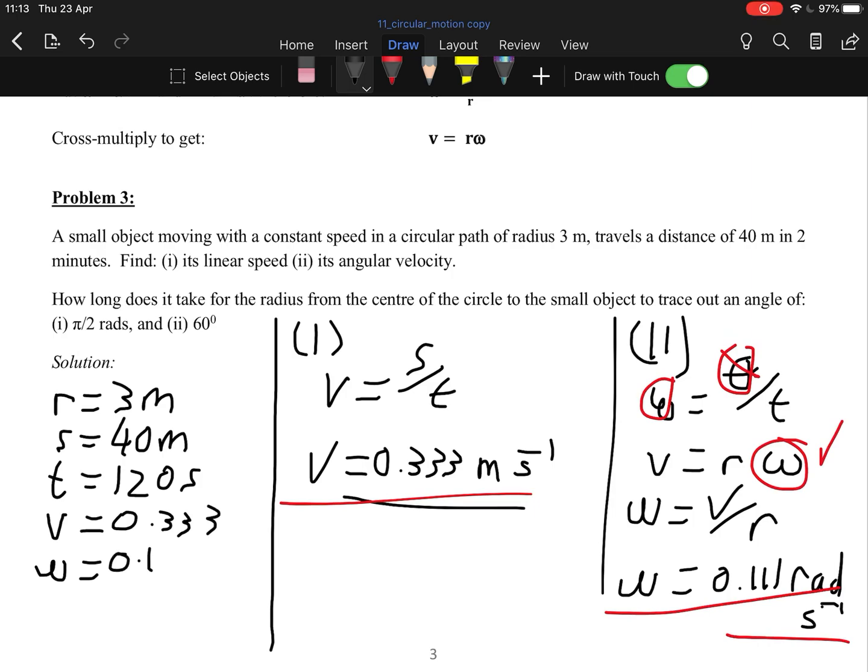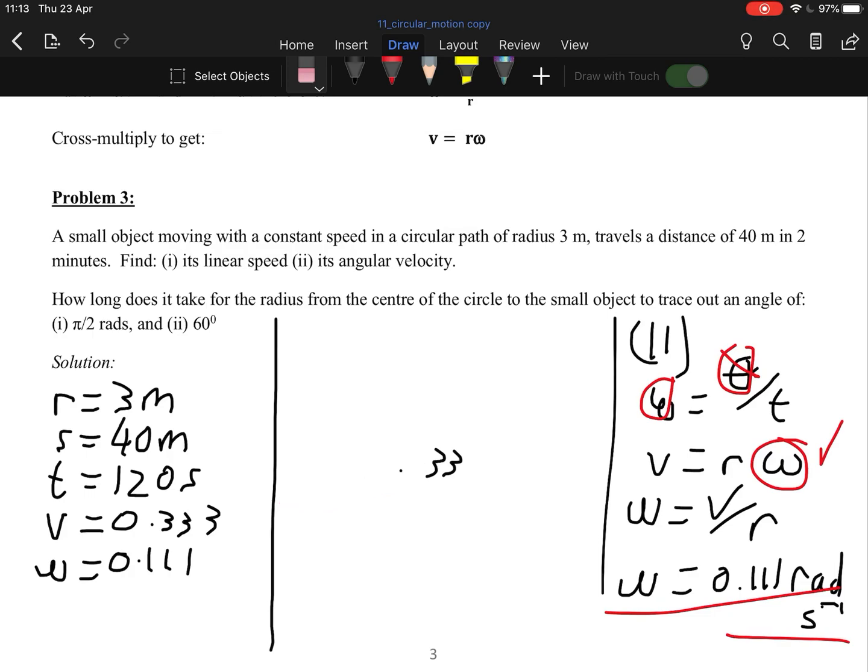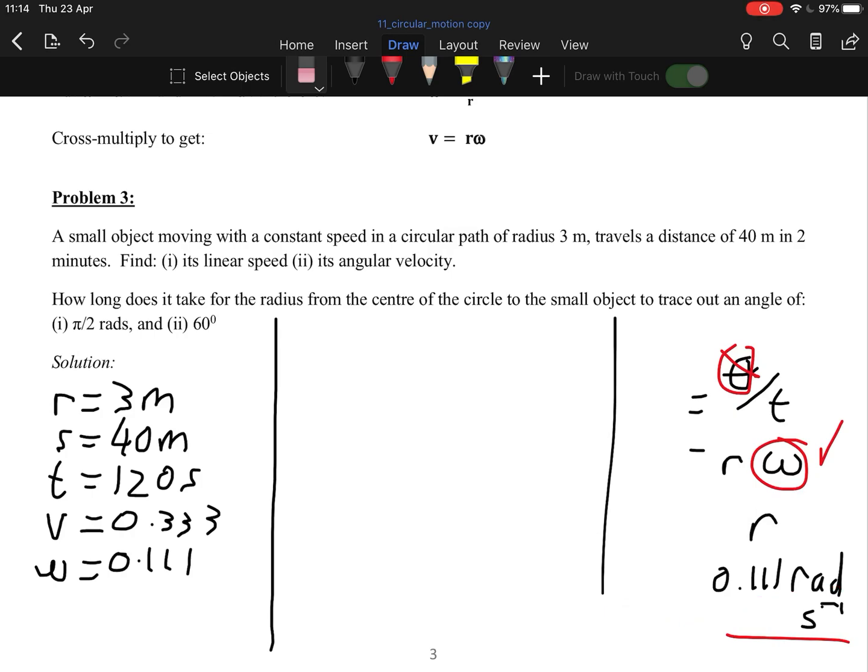All right, so I'm going to update my values here before I rub them out. I want to keep track of them. 0.333, 0.111. Okay, so I'm going to rub these out now for the third and fourth part.